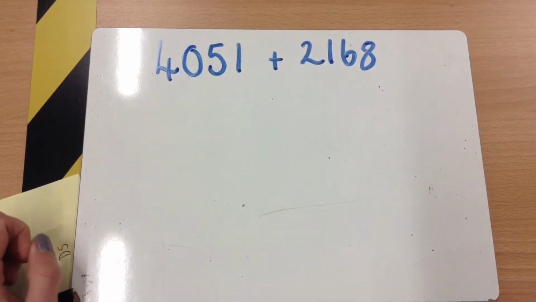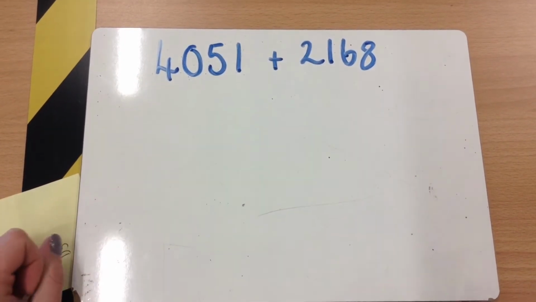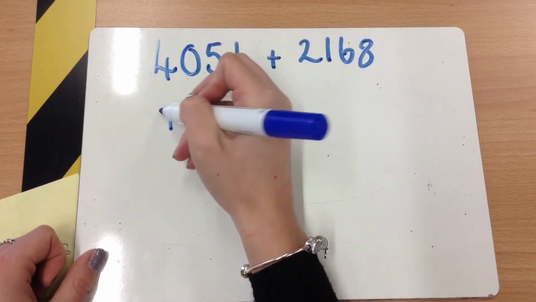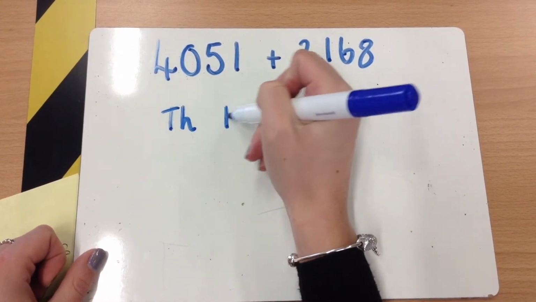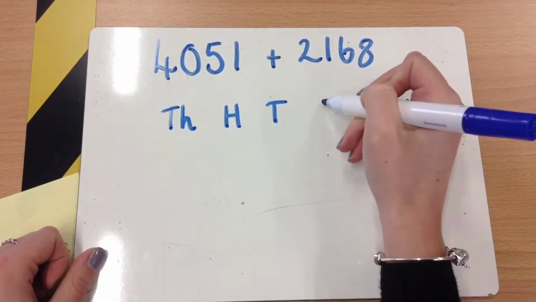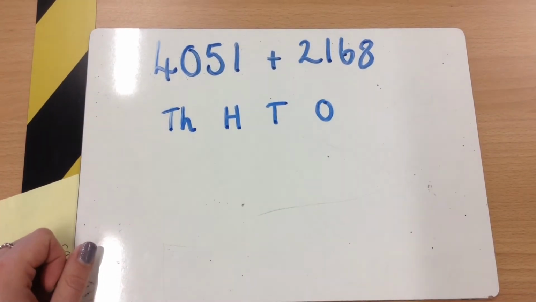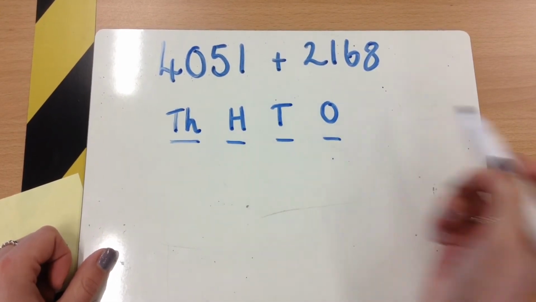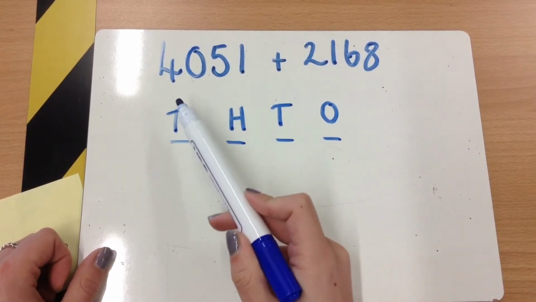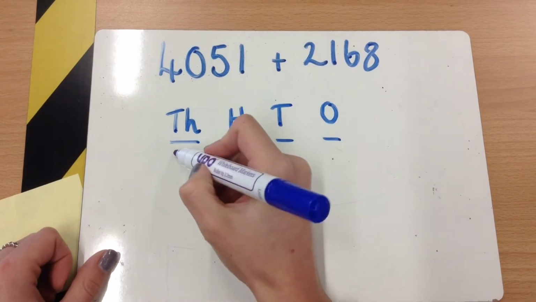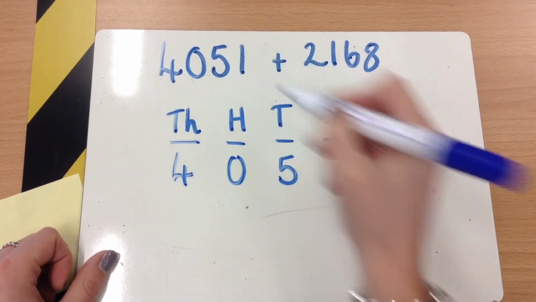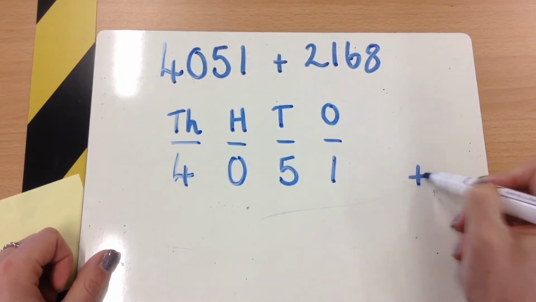So to help me remember to do that, I'm going to try and remember to put my place value on to help me. So I've got 1,000, so I'm going to put my thousands column, my hundreds column, my tens and my ones, and this should help me make sure I'm lining up my digits correctly. So let's pop this on the grid now. So I've got 4,051. So I've got 4,000, I haven't got any hundreds, 5 tens and 1. And I'm going to add 2,168.